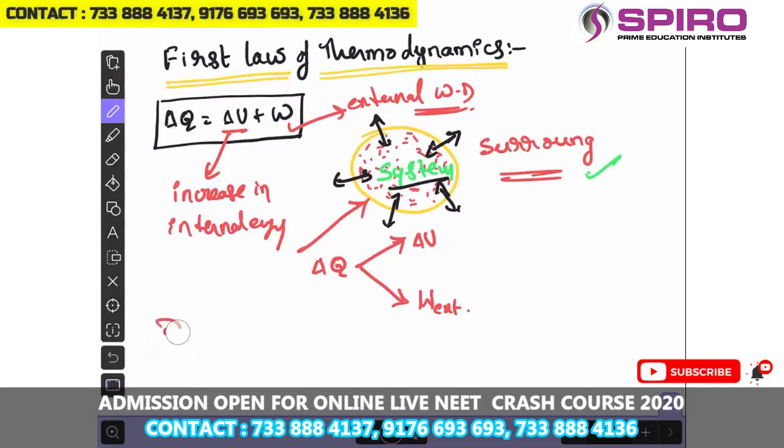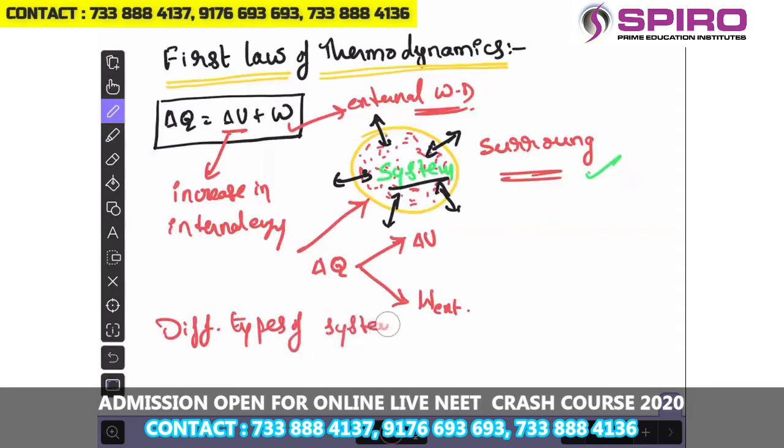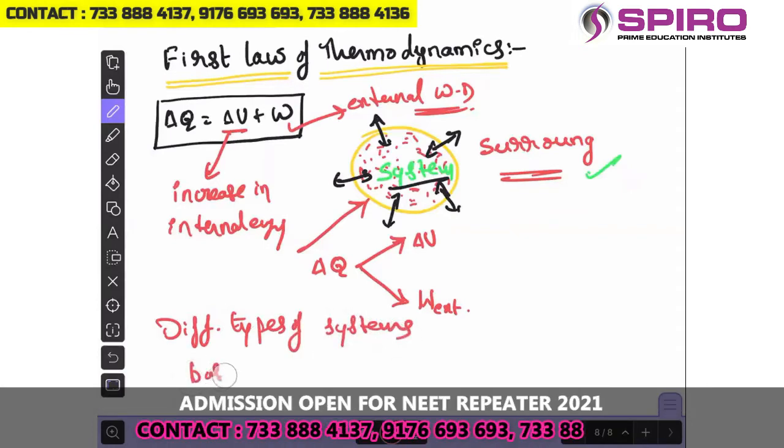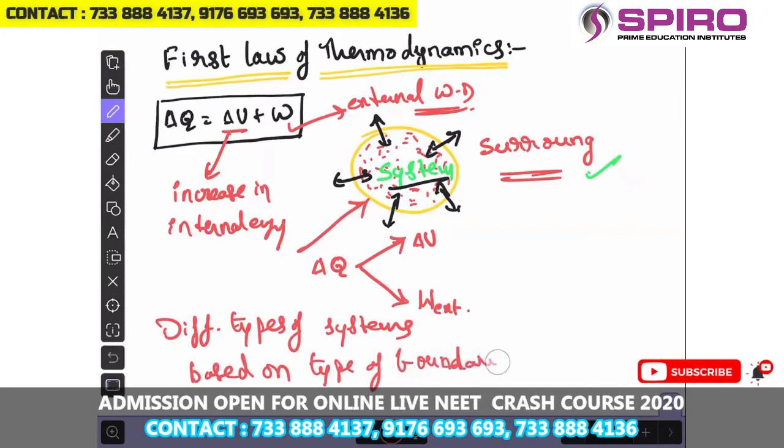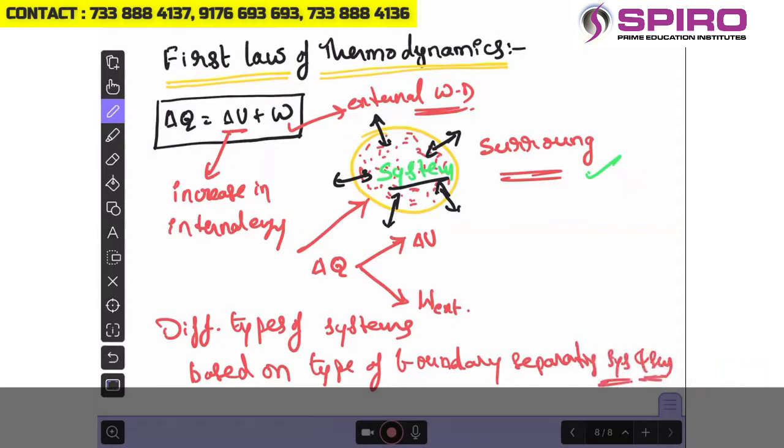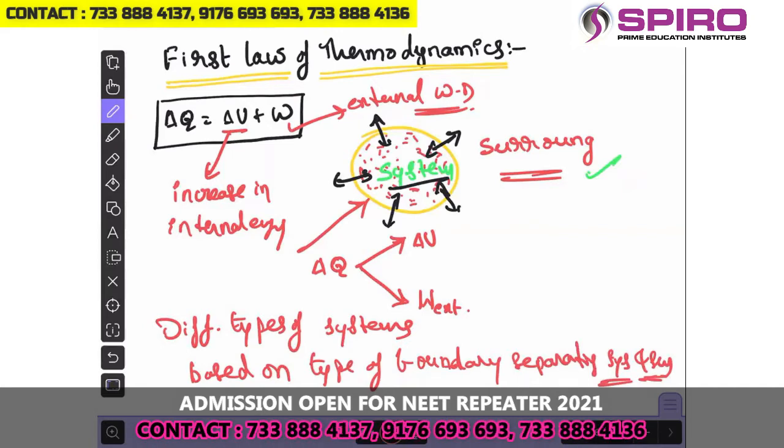Okay, different types of systems based on the type of the boundary separating system and surrounding, right? Okay, so system and surrounding are separated by a boundary.